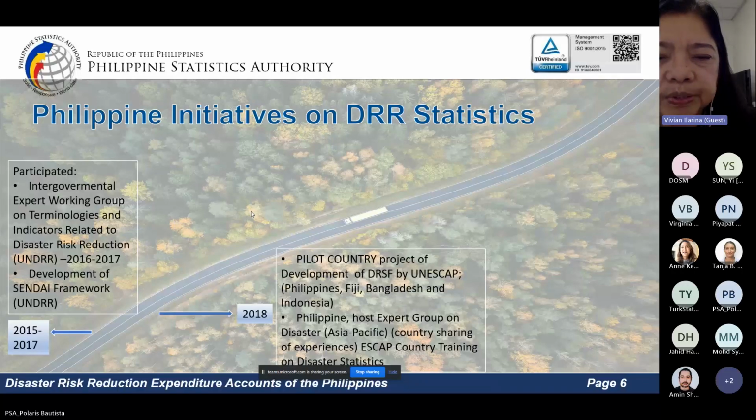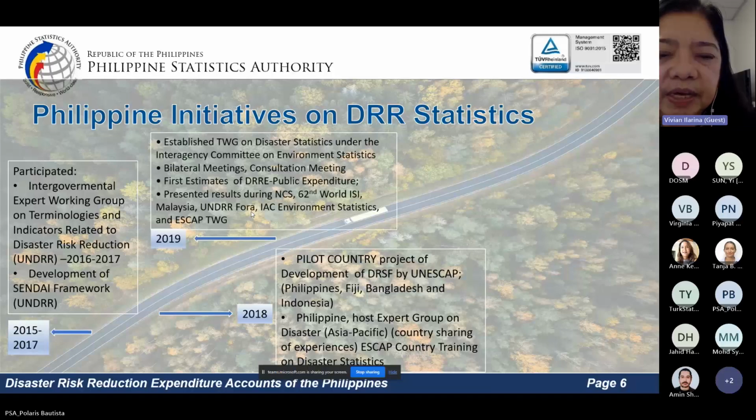And we also hosted the expert group on disaster, where all countries in the Asia Pacific, or within the pilot countries, were invited to share their experiences. The following year, after the technical assistance from the UN ESCAP, and we were provided trainings and guidance on how to assess the data, we said maybe the Philippines is already ready to compile the DRR statistics. But this time, focusing mainly on the DRRE statistics.